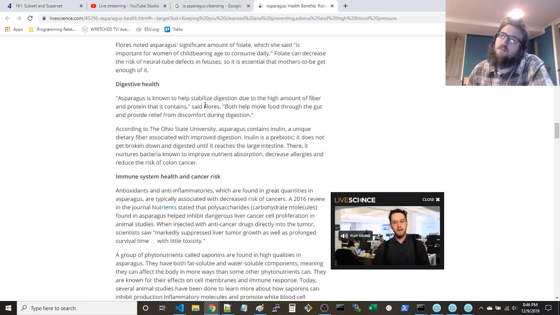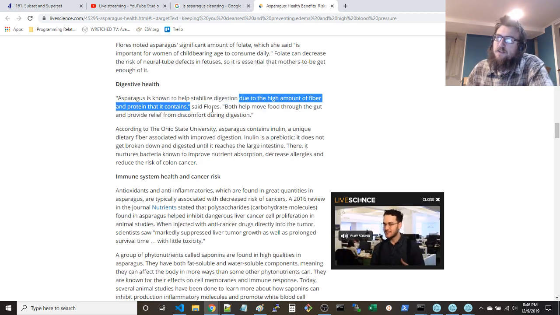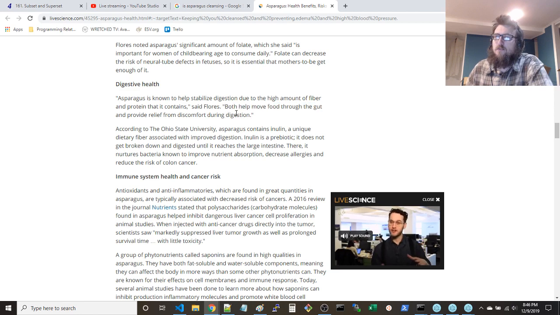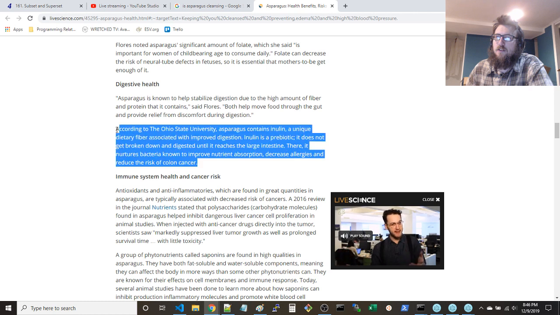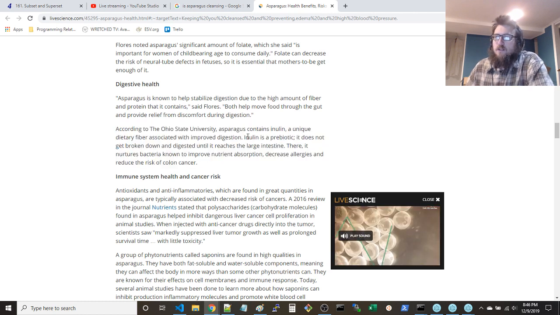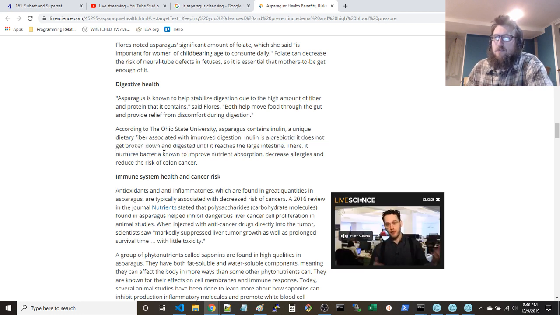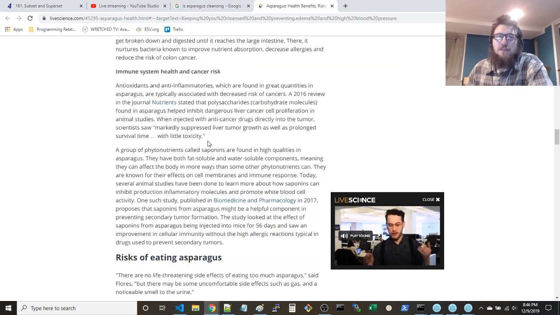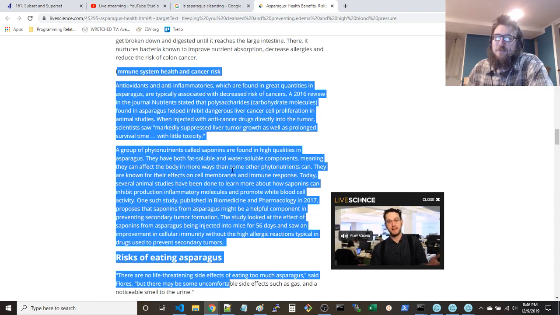Interesting. Stabilize digestion due to the high amount of fiber and protein that it contains. Move through the gut, provide relief from discomfort during digestion. Contains inulin, a unique dietary fiber. Prebiotic, does not get broken down and digested. There, it nurtures bacteria known to improve absorption, decrease allergies, and reduce the risk of colon cancer. I feel so healthy. Just reading this, I feel healthy.